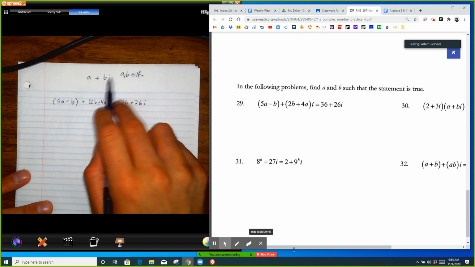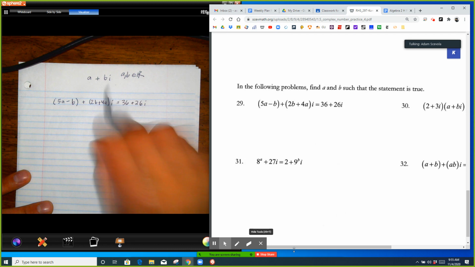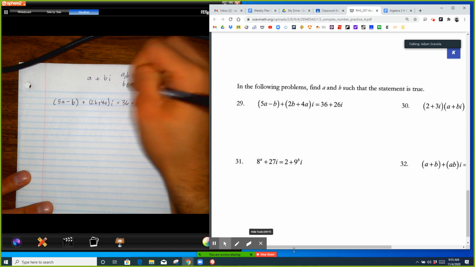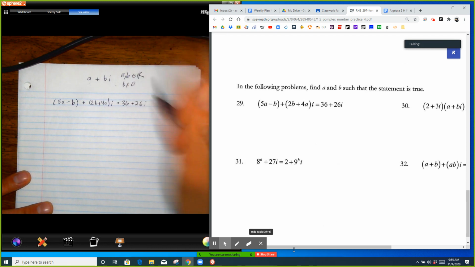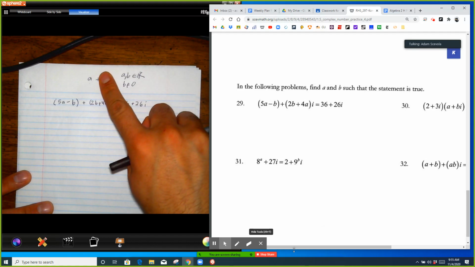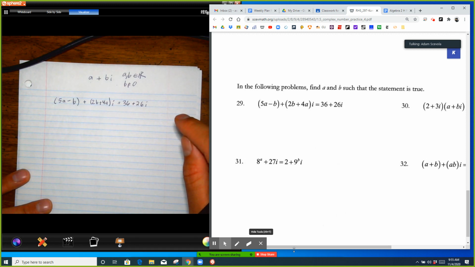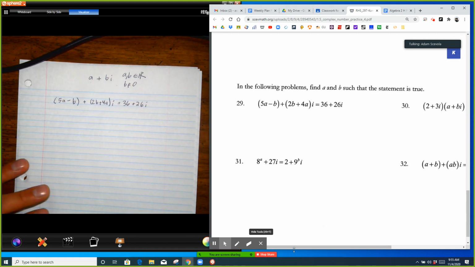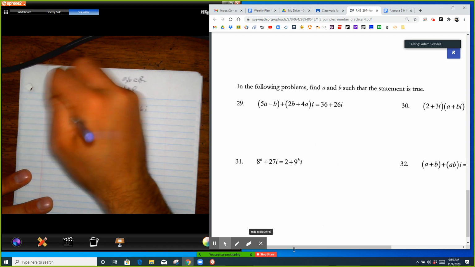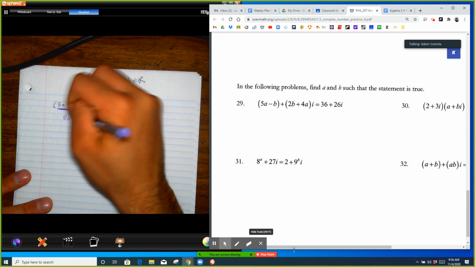So in order for this to be a complex number, b can equal 0, because if it is 0, then you just have a, and that's a real number. Okay, so now what we're going to do is set 5a minus b equal to 36, because we want the real part to be 36 according to the way this question's set up. And then we'll set 2b plus 4a equal to 26.